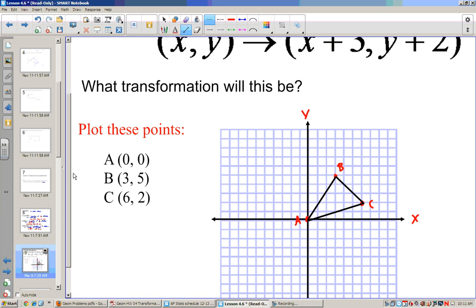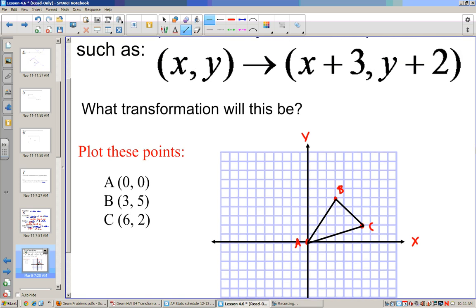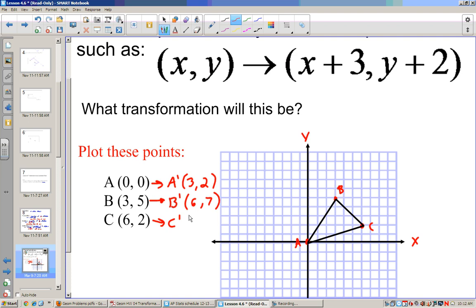Now we're going to take each of these points and we're going to transform them with this rule, x plus 3, y plus 2. So my A prime, my image of A, is going to be my x value plus 3. 0 plus 3 is 3. My y value plus 2. 0 plus 2 is 2. Now my B is going to be transformed to B prime. 3 plus 3 is 6. 5 plus 2 is 7. Now my C is going to transform to C prime, which is 6 plus 3 is 9. 2 plus 2 is 4.